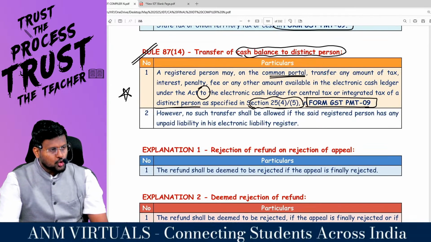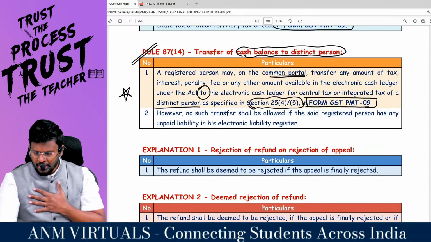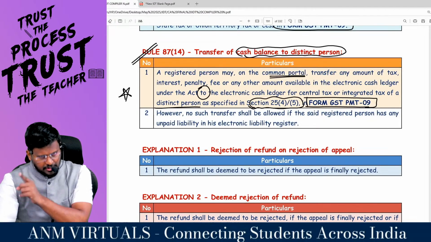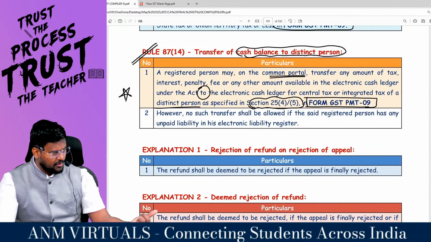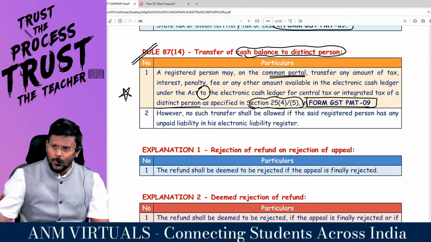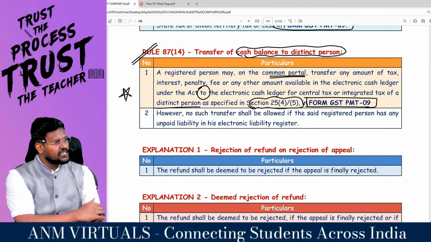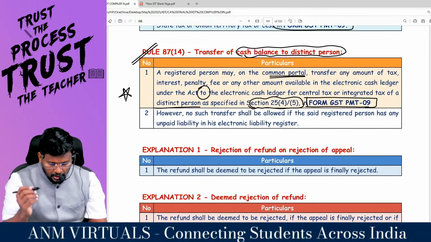PMT means payment. So my dear lovable students, if I am having a balance available in the electronic cash ledger of one registered person, and I myself have multiple registrations, if I am having 10 lakh balance available in the electronic cash ledger of one person, that can be shifted to another distinct person which is covered under 25 subsection 4 or 25 subsection 5.